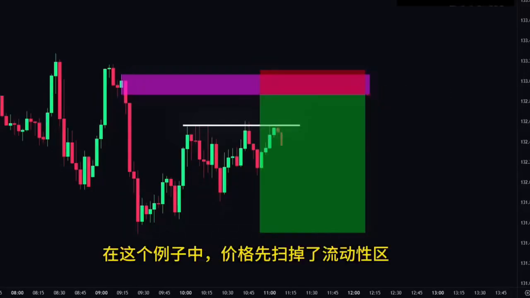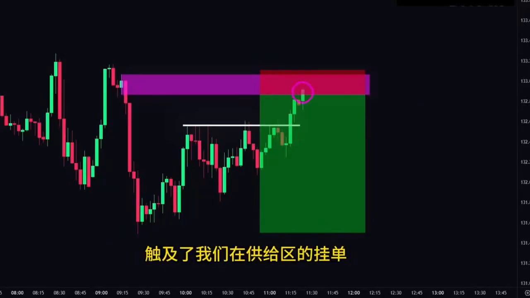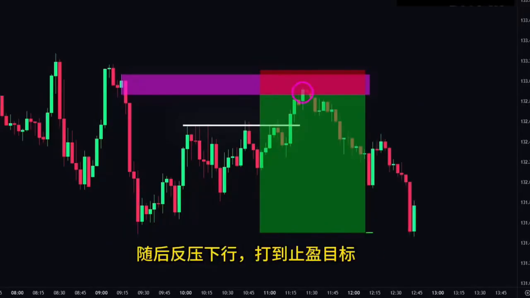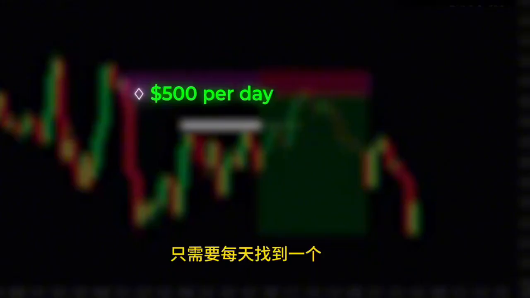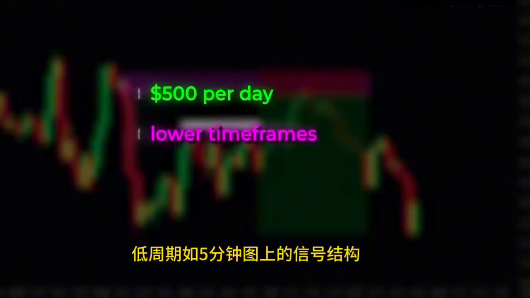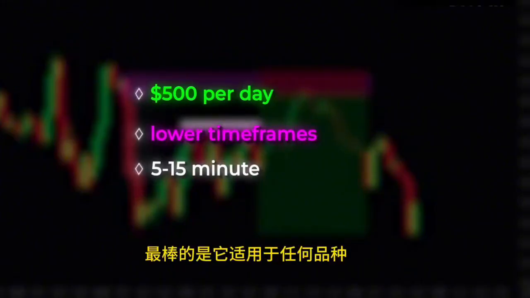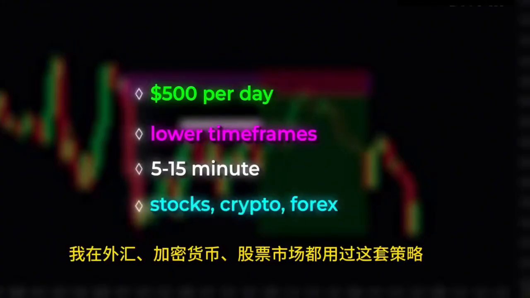Then, simply let the trade run. In this example, price sweeps the liquidity level, hits our entry at the supply zone, and then rejects downward toward our take profit. So this is one of the most powerful strategies you can learn, and it's the exact same one that helped me earn $500 per day just by finding this one setup daily on lower time frames, like the 5 or 15-minute chart. The best part? It works on any asset. Sometimes I use it on Forex, crypto, or the stock market.